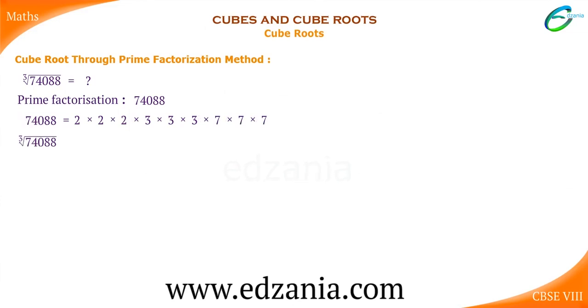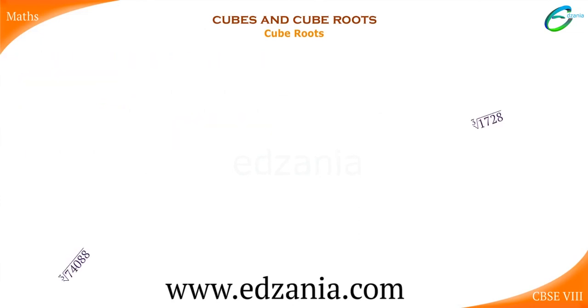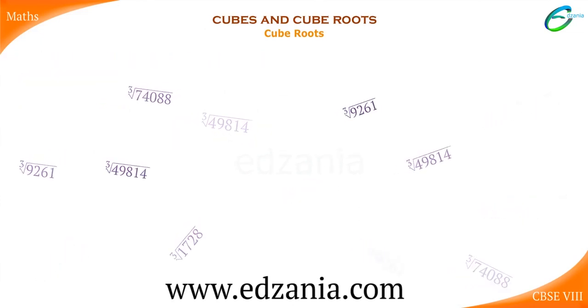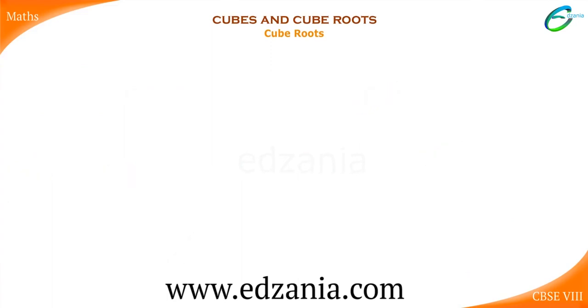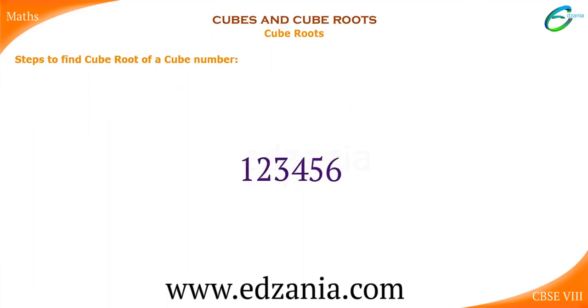The value of cube root of 74,088 is, by taking 1 two and 1 three and 1 seven and then multiplying 2, 3 and 7, we get 42. You have learned how to find the cube root of 4-digit numbers and 5-digit numbers by prime factorization method. So if I give a 6-digit number or more than 6-digit number, is it easy to prime factorize it? That will be very lengthy and time-consuming. So to find the cube root of a 6 or more than 6-digit number, we have an easy method.